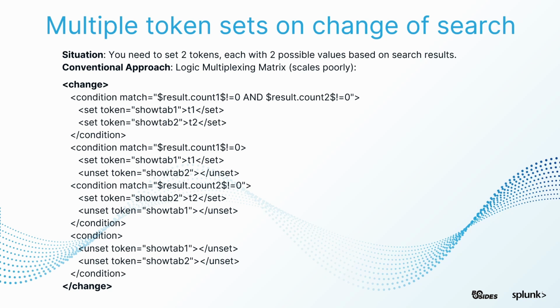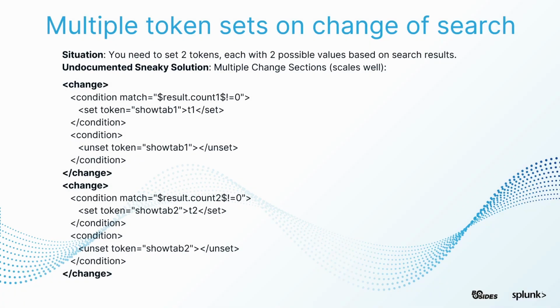And this example is simple, so this would work fine, but you run into major issues if you're setting multiple token sets like you are quite often. Exactly. It just doesn't scale. So here's the same set of conditions, but it uses a trick that we discovered by conjecture.